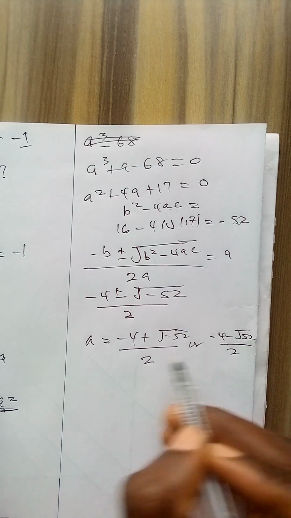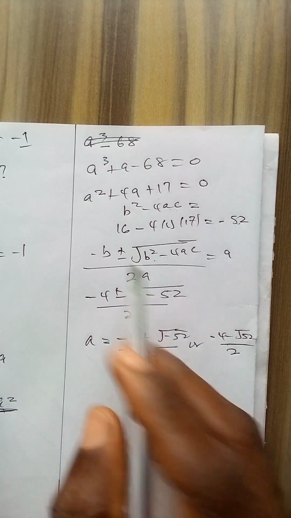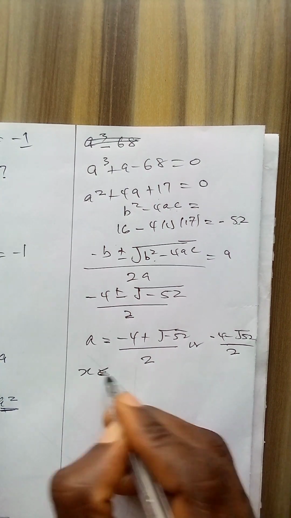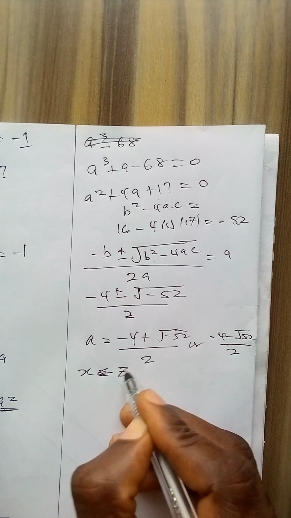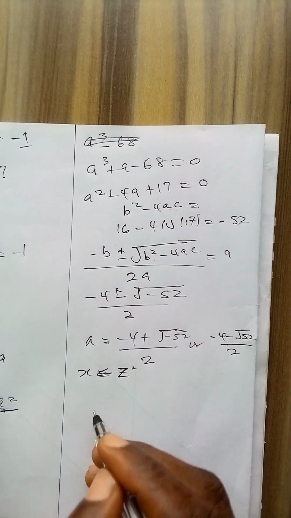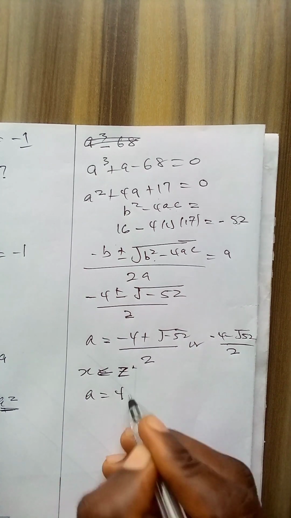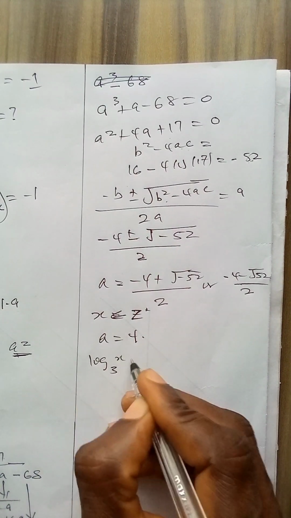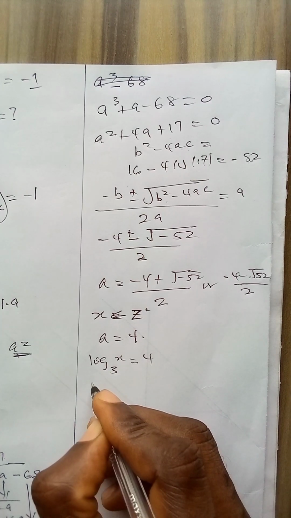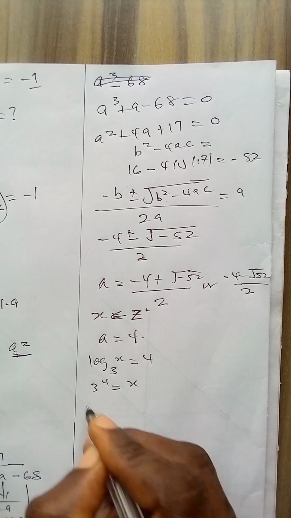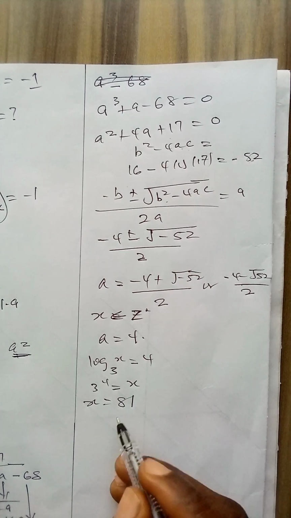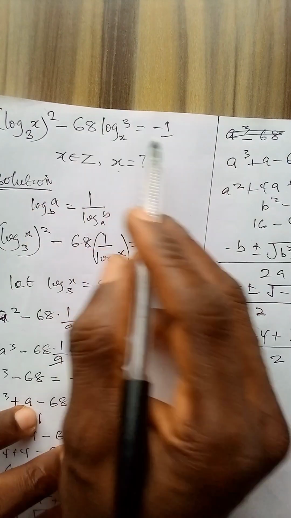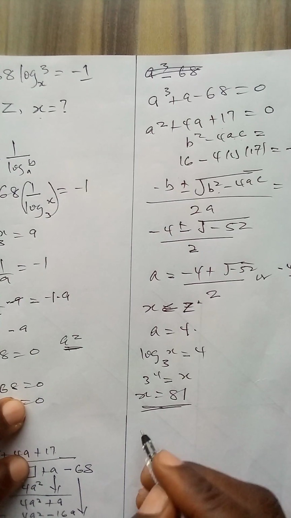These two solutions to the equation will be rejected because we are told that x is a member of the set of integers. And so a is equal to 4. Let's remember that log to base 3 of x is equal to 4. So 3 to the power 4 is x, and x is equal to 81. If we back substitute 81 for x in the original equation, we are going to get minus 1. Let us try it out.